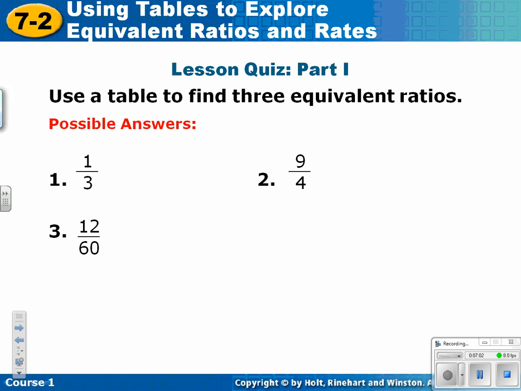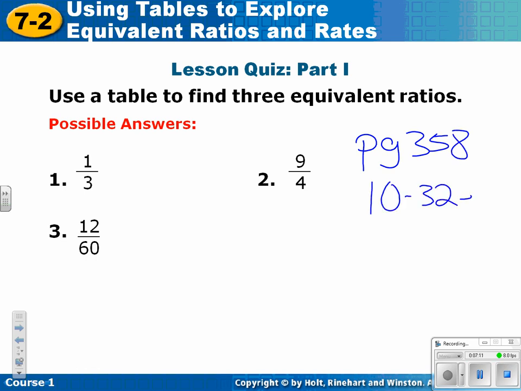In case you didn't notice, your homework is page 358, 10 to 32 even.